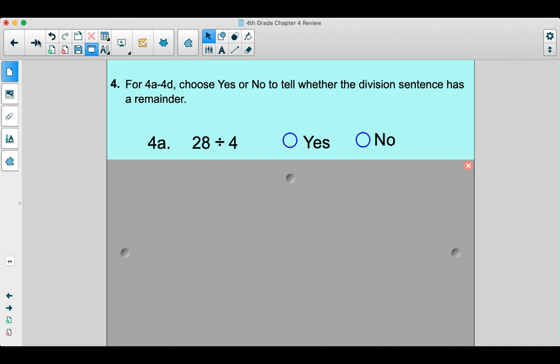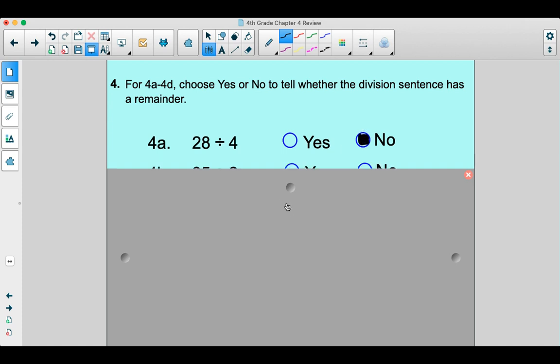Okay, so we've got a yes-no situation coming at us. Number 4. For A through D, choose yes or no to tell whether the division sentence has a remainder. More remainder thinking. Okay, so we've got 28 divided by 4. Is that a fact that you know? Maybe it is a fast fact. Maybe you can count by 4s, 4, 8, 12, 16, 20, 24, 28. And then maybe you're like, well, I know 4 times 7 is 28. So this is not going to have a remainder. It is going to go nice and equally into 28. 28 divided by 4 is 7.